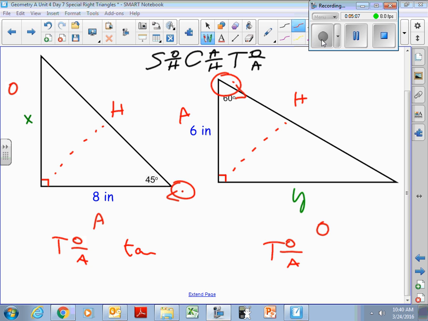Tan 45 equals the O. Who's the O? O is an X. 8 on the bottom. This guy over here, tan, what is he, a 60? What's on the top? O. It's the same problem twice? Well, we're going to find out.